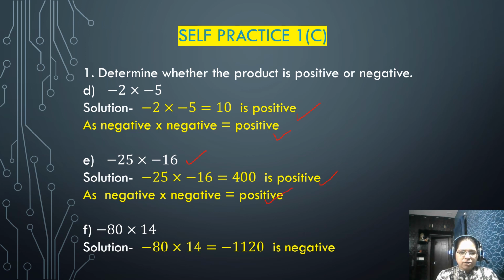F, minus 80 multiplied by 14. Multiply the integers. 80 multiplied by 14, we get 1120, which is positive. And we know minus multiplied with plus, we get minus sign. So minus 80 multiplied by 14, we get minus 1120, which is a negative integer.